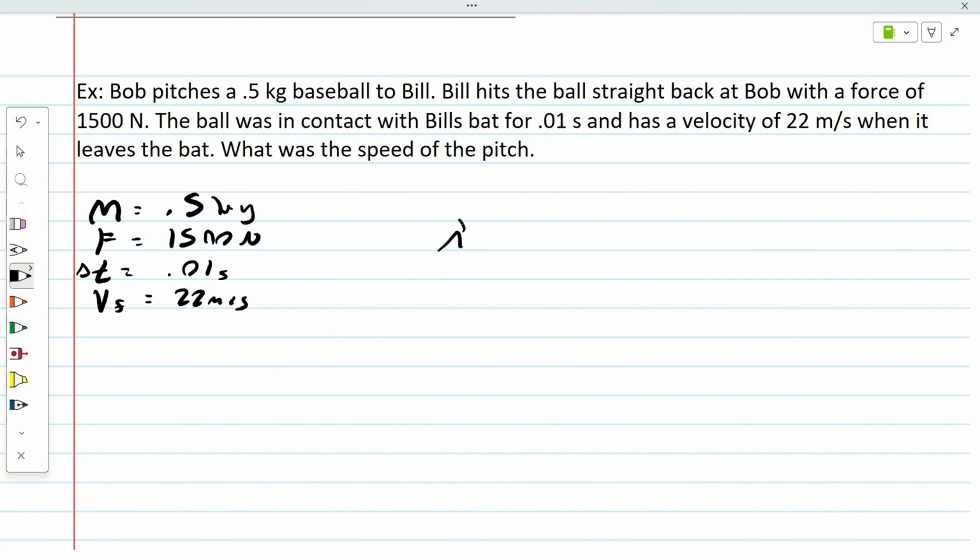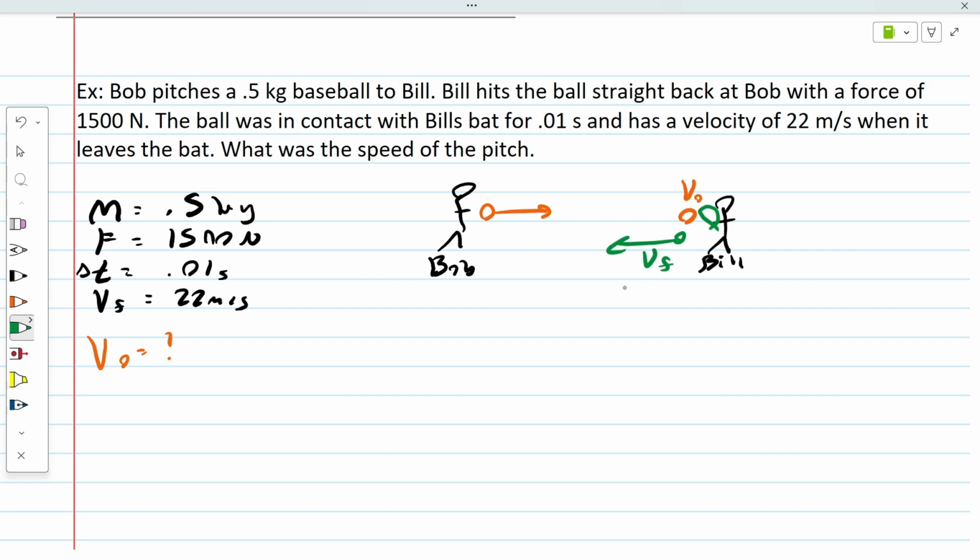So let's draw a little picture here. So we have the pitcher, which is Bob, and then we have the batter, which is Bill. So Bob is going to throw this ball at Bill, right? So we have the ball here, and this is the V initial right before it hits the bat, and that's what we're trying to solve for. So that's our question mark. But Bill is going to hit this ball and send it straight back at Bob with a V final.